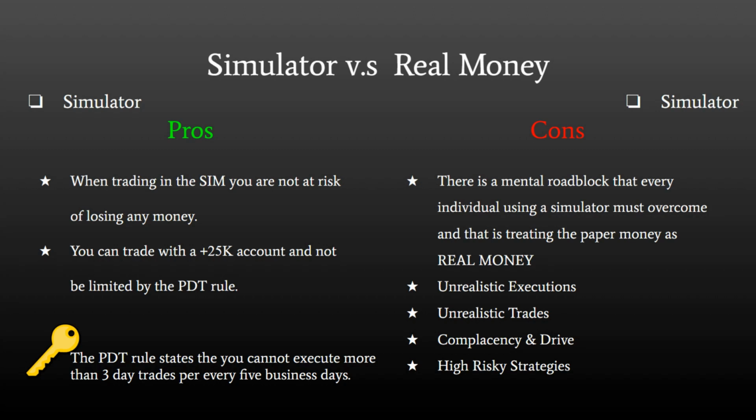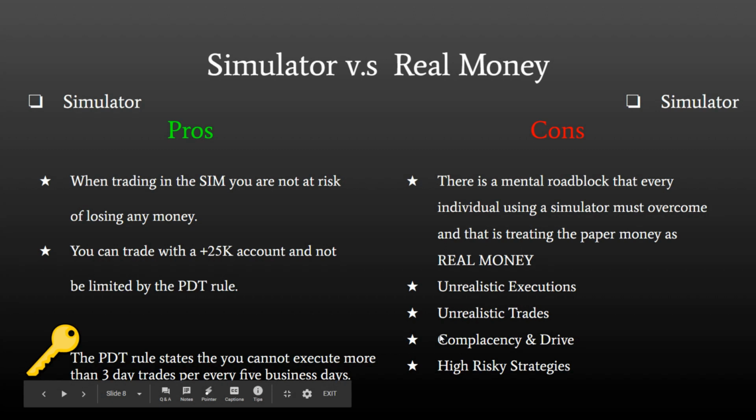So with real money, that would be an unrealistic execution. And unrealistic trades, it's a similar concept. With real money, you would tell yourself, this trade is too risky. I'm only looking to take 1,000 shares. So why would it be that in a simulator you would take 100,000 shares? So you want to just treat it real.